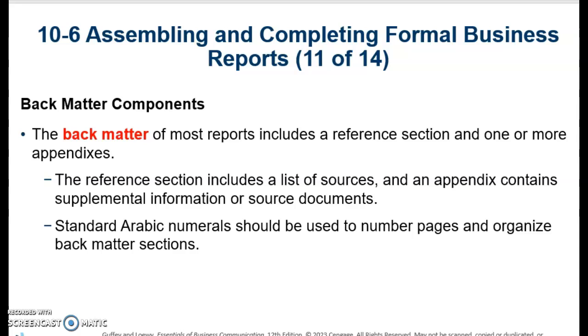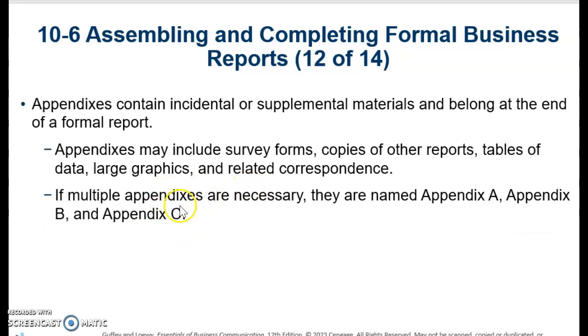The back matter includes a reference section and one or more appendixes. The reference section will list the sources and any supplemental information or source documents. And then you want to use the standard Arabic numerals. You should number the pages using these numerals to organize the back matter sections. If you have multiple appendixes, you can name them Appendix A, B, C, etc.